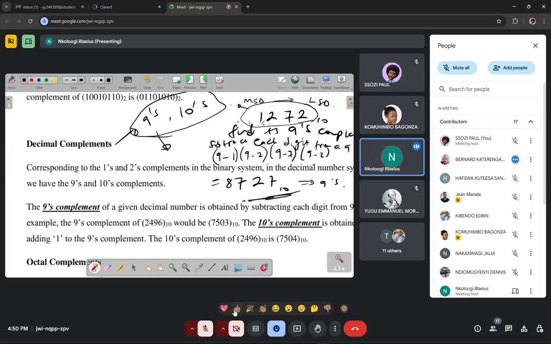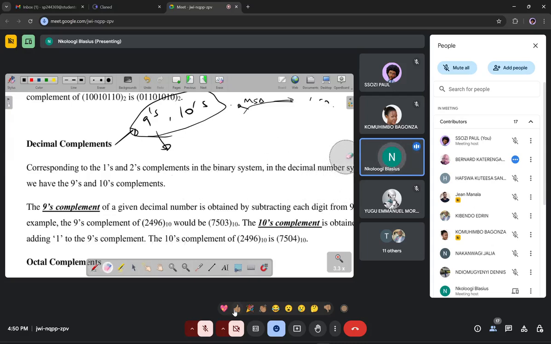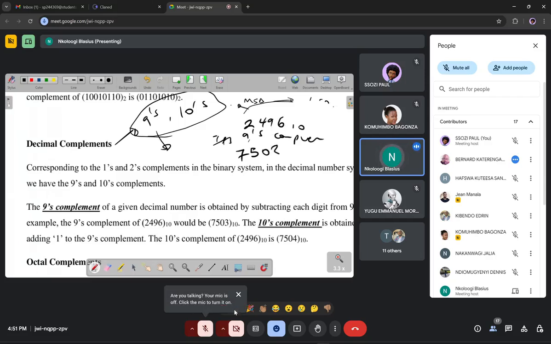What about if we had this number in the example? The example is 2496 base 10, and I want to get its nines complement. So its nines complement would be 9 minus 2, it should be 7. 9 minus 4, 5. 9 minus 9, 0. 9 minus 6, 3. So this would be the nines what? Complement.